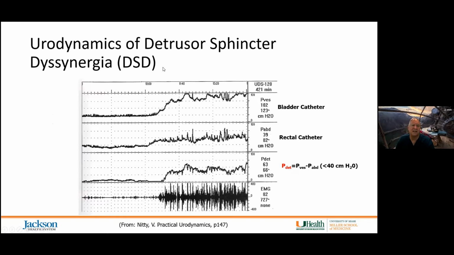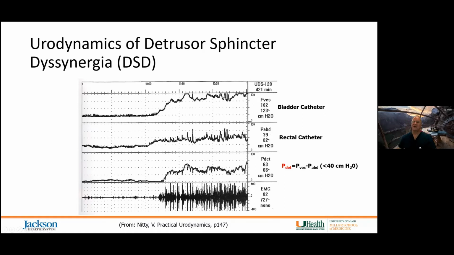So typically what we're going to be looking at is our tracing, where we have a catheter in the rectal vault, a catheter in the bladder itself, and then we're going to be subtracting out the rectal from the bladder catheter so that we can determine what the true detrusor pressure is. We want to see this pressure less than 40 centimeters of water.